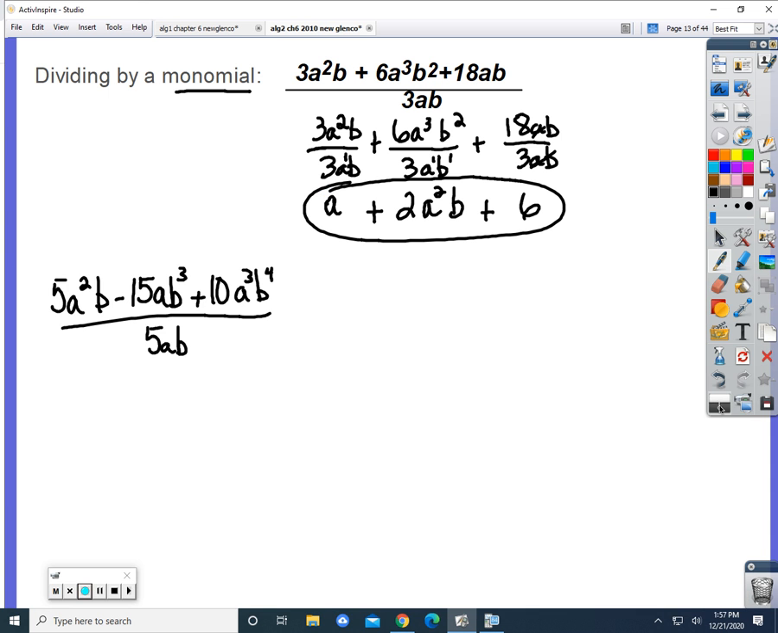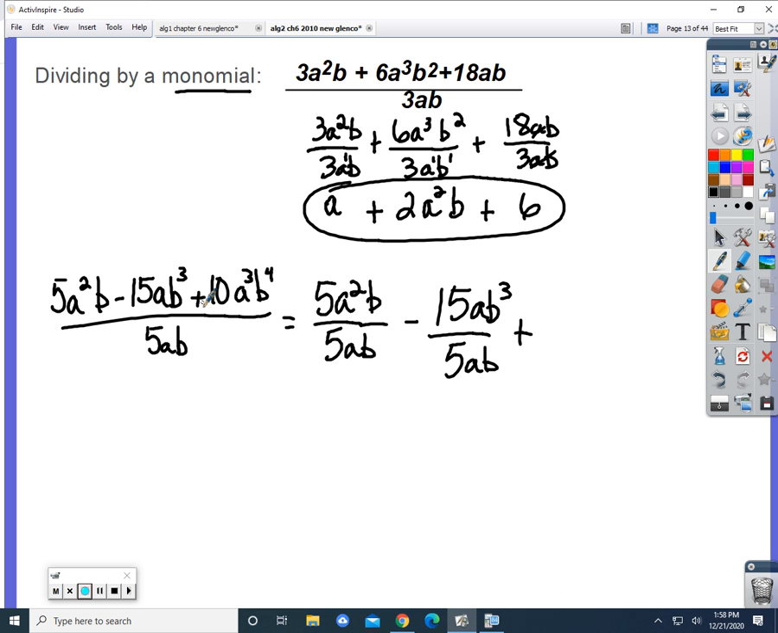Let's do another one like that. So here's the top. So you're going to rewrite it. Bring 5a squared b, put it all over 5ab. And then minus, see that minus right there? So put minus. And then 15ab cubed all over 5ab. And last, plus, see the plus right there. And then 10a cubed b to the fourth all over 5ab.